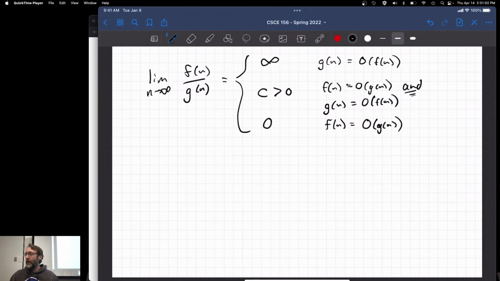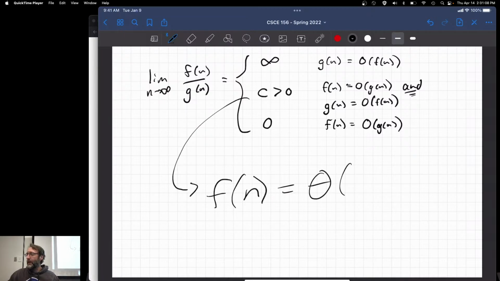We call this thing right here big theta. f of n is big theta of g of n. It's an asymptotic equivalence, basically, because this one bounds it above, and it also bounds it below by some constant. We won't get into the formal definition of that. That's 235 material. Okay? But there's your limit method.